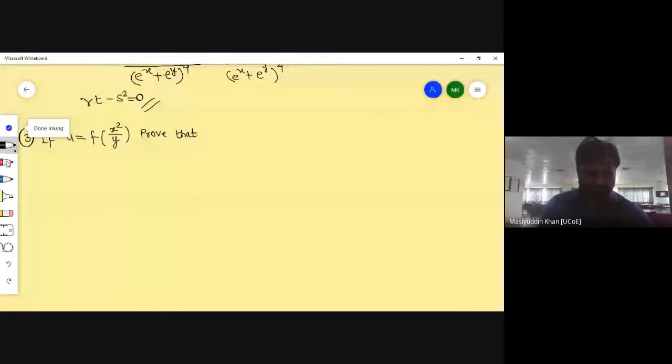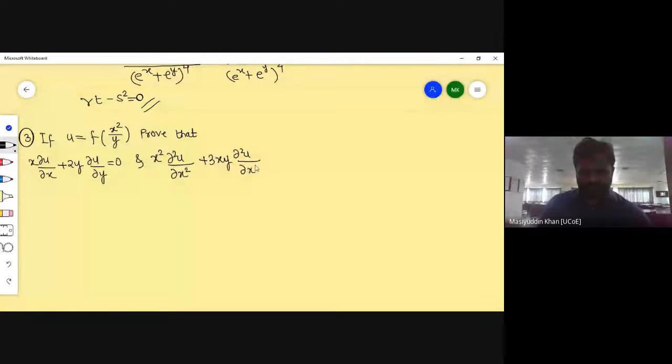x into dou u by dou x plus 2y dou u by dou y equal to 0, and x square dou square u by dou x square plus 3xy dou square u by dou x into dou y plus 2y square dou square u by dou y square equal to 0.